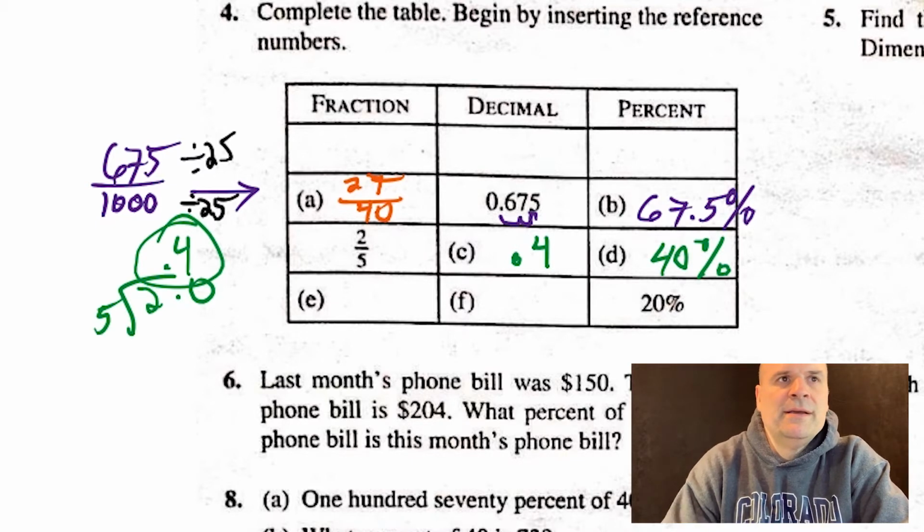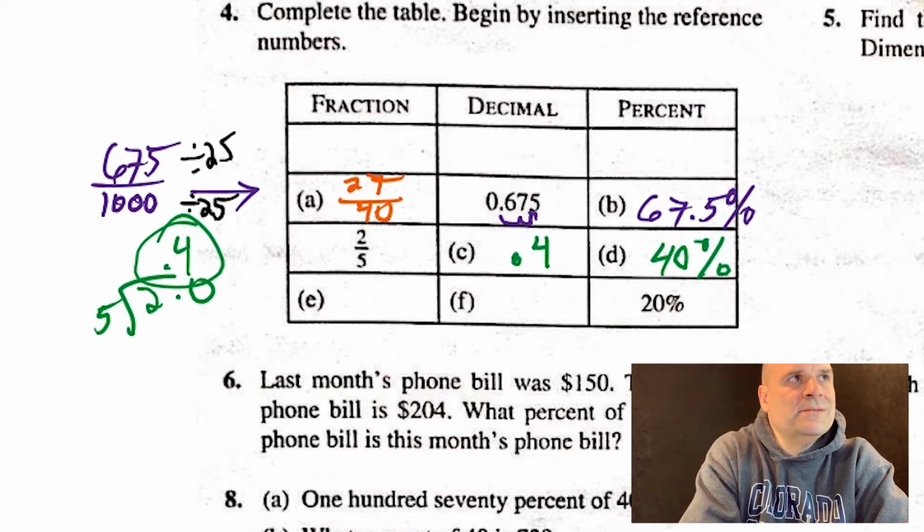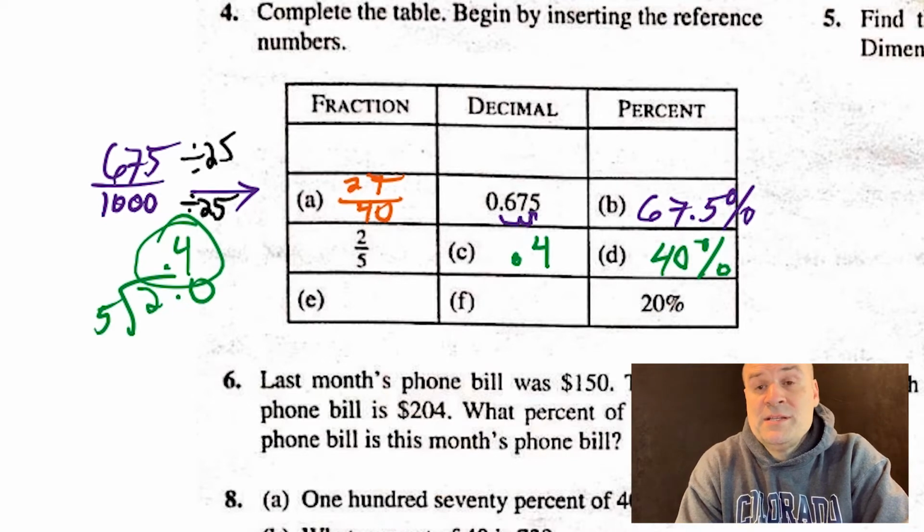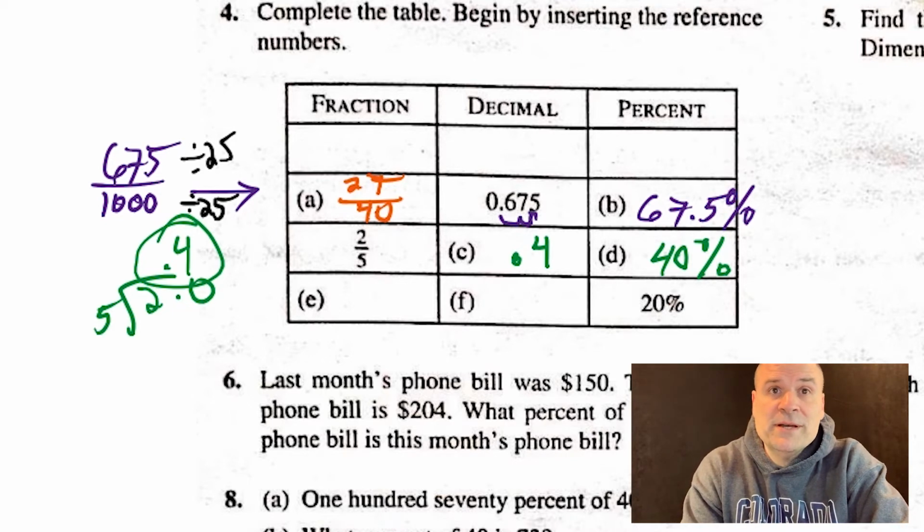Not too bad. All right, one more. I think this is the easiest one. So how do you change a percent to a decimal? Go the opposite way. So you're gonna go to the left, to the left, to the left.